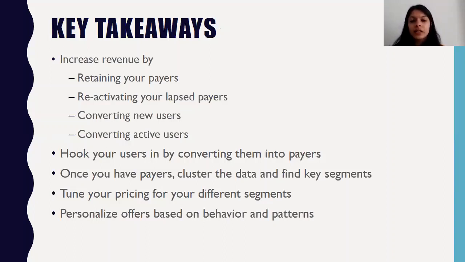Once you have enough payers, cluster your data and find your key segments. And this is very product dependent. I gave you some examples of how we find this in games, but apply this to your products. Try to segment your payers by age, by their spending amount, by their spending behavior, and see where you can find significant clusters. Once you find these clusters, tune your pricing for these different segments based on what you found in your clusters. So you don't have to have the same pricing for everybody in your product. Have different pricing for different people.